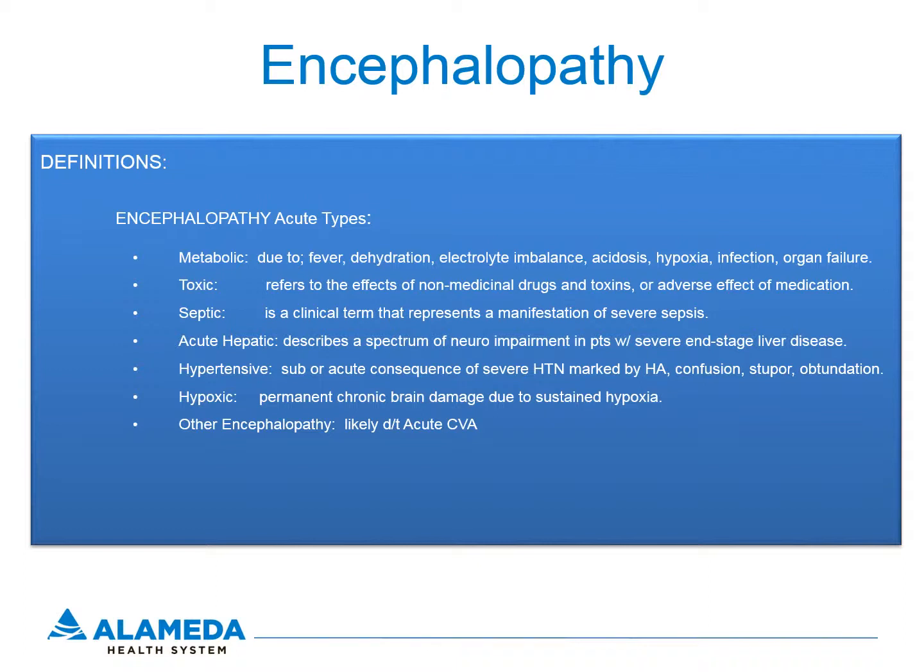Also, I don't have it on this slide, but it's important to note that encephalopathy can be multifactorial. So it is okay if a patient does have multifactorial encephalopathy, but you need to list out which type. Like they could have metabolic in addition to septic encephalopathy. They could have sepsis, but they could also have electrolyte imbalances and/or dehydration or something else causing the metabolic encephalopathy.